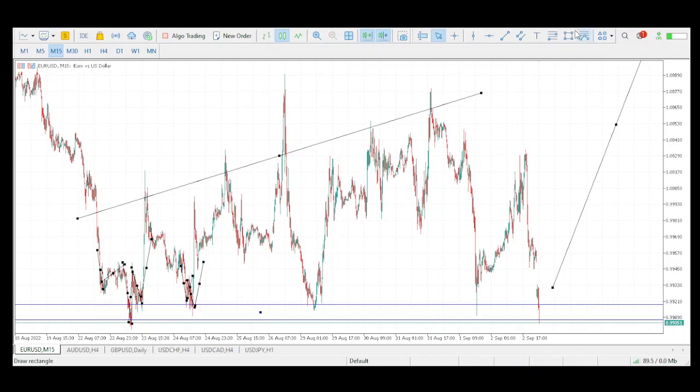The same thing happened here. We have this first touch, this is the first touch on the support. Second touch, so let me put my two marks. Yeah, second touch, like I'm drawing my W pattern. What happened here?